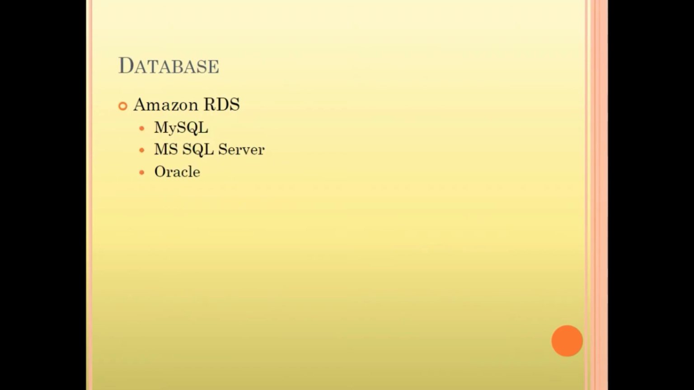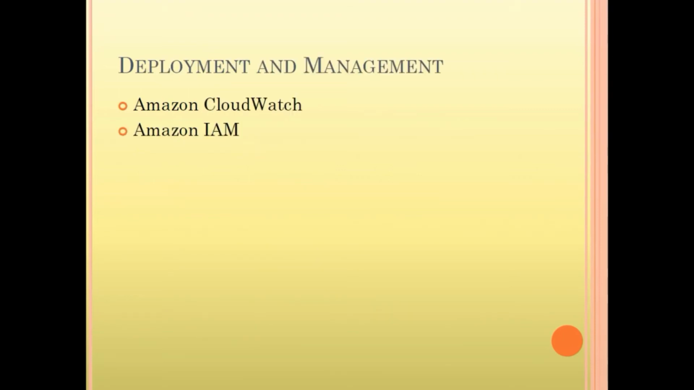From a database point of view, we are going to cover Amazon RDS. Right now, Amazon RDS supports MySQL, Microsoft SQL Server, and Oracle Enterprise databases. From a deployment and management point of view, we are going to cover Amazon CloudWatch, which is a monitoring service provided by Amazon. You can monitor your resources, which include your servers, your storage, even your billing, and your DNS and your RDS databases. Everything can be monitored by CloudWatch. And you can manage your users and groups using Identity and Access Management.